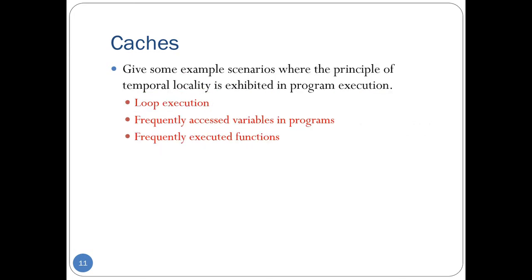Now here are some example scenarios where the principle of temporal locality is exhibited during program execution. So the first is loop execution. If you have a certain piece of code inside a loop, that piece of code would be accessed again and again until the loop finishes executing. Similarly, if you have some popular global variables in the program or any functions that represent popularly used services, such functions and such variables are also going to express the principle of temporal locality.